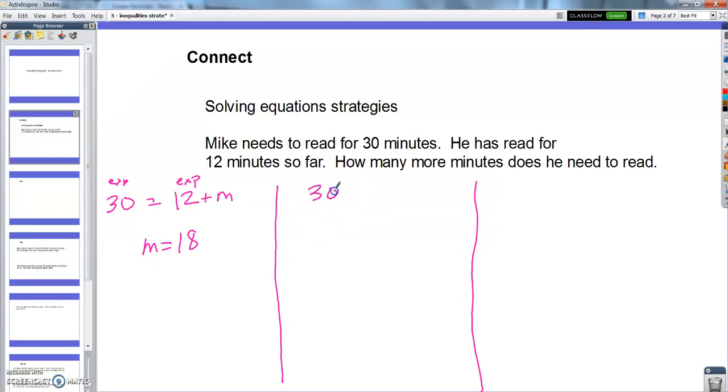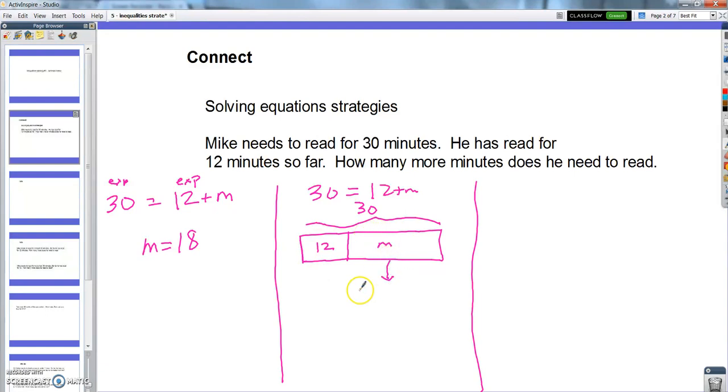Another was visual. So okay, well I can draw that. I can say, all right, he needs to read for 30 minutes. There's my whole reading time. And he's read for 12 so far. The remaining time is M, and I could figure out what that needed to be from my visual. M equals 18.